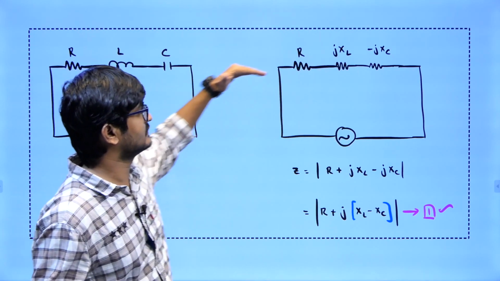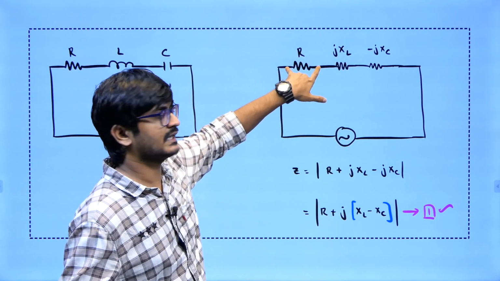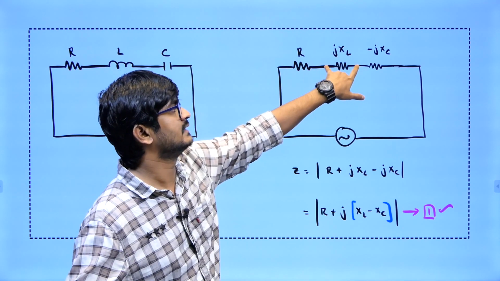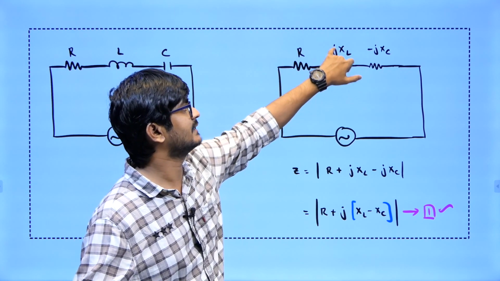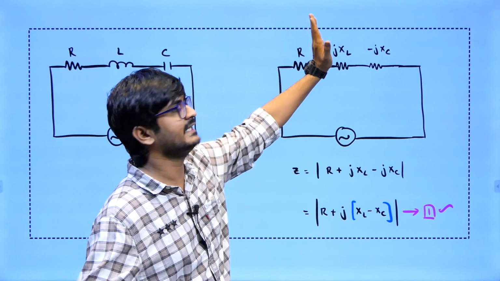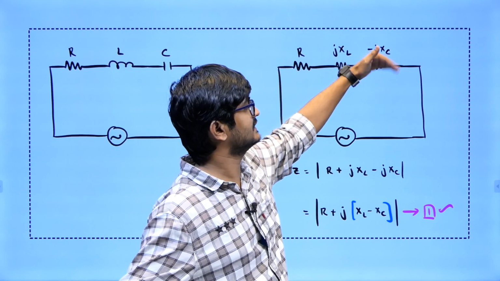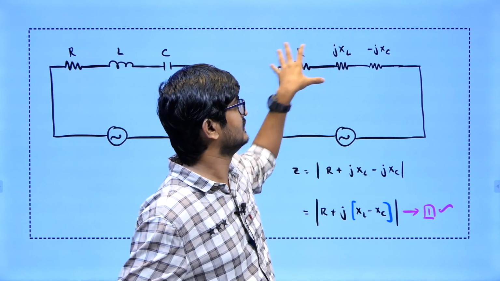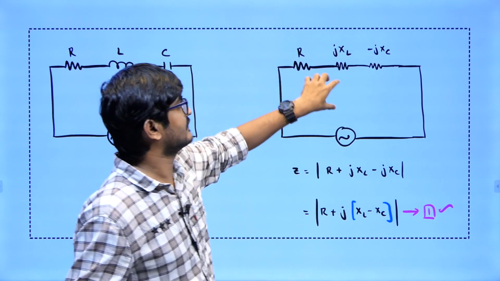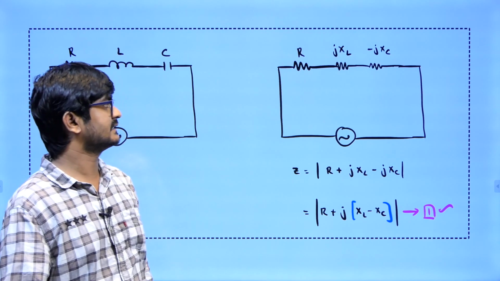If some current I is flowing, then the potential drop is I into R. Here it is I into XL but multiplied with a complex number, the meaning is it will be leading by 90 degrees. Now here it is multiplied with minus j, the meaning is it is lagging by 90 degrees. So you can try to convert this one to this one. Thereafter you can use all the rules of series and parallel of resistors.